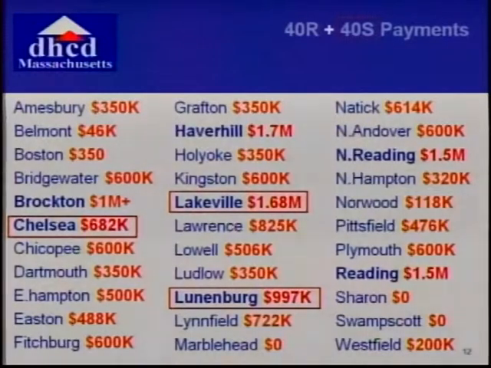This shows you some of the funds that have been received by communities that have been participating so far. The communities with the red rectangle around them are communities that have taken advantage of the Chapter 40S school cost reimbursement. So the number you see there is the combined 40R and 40S payments.